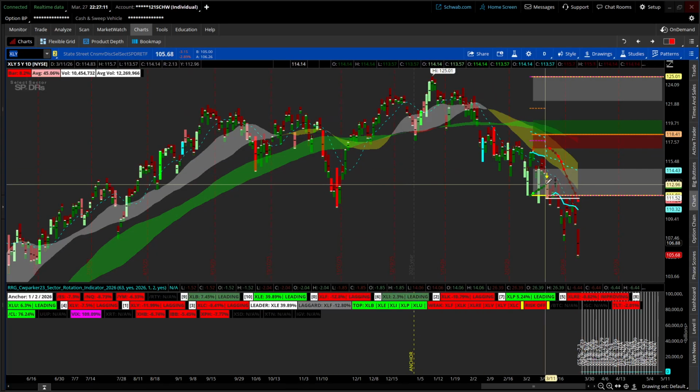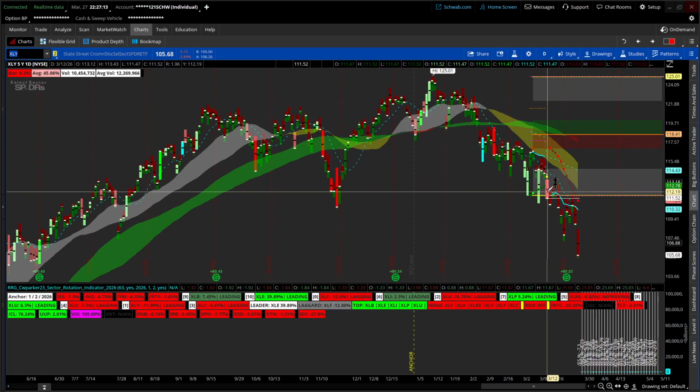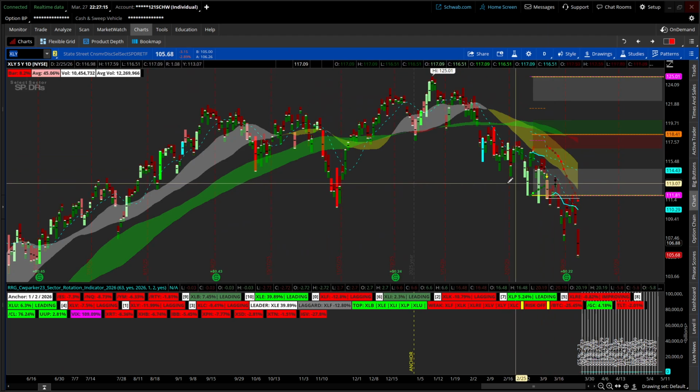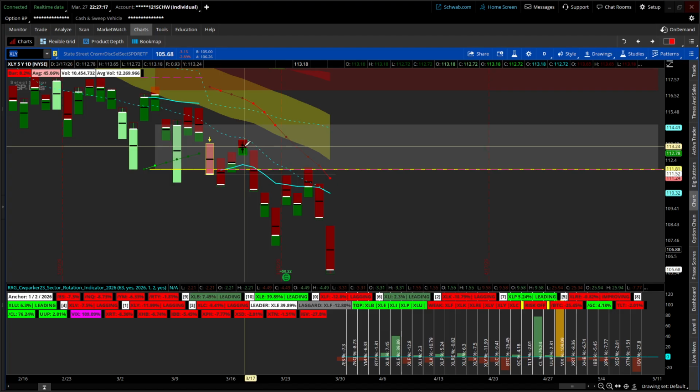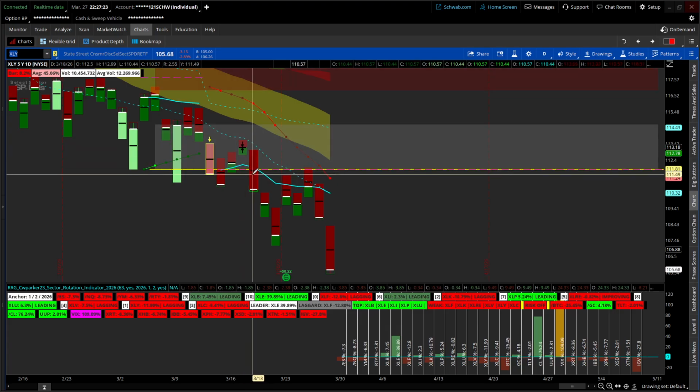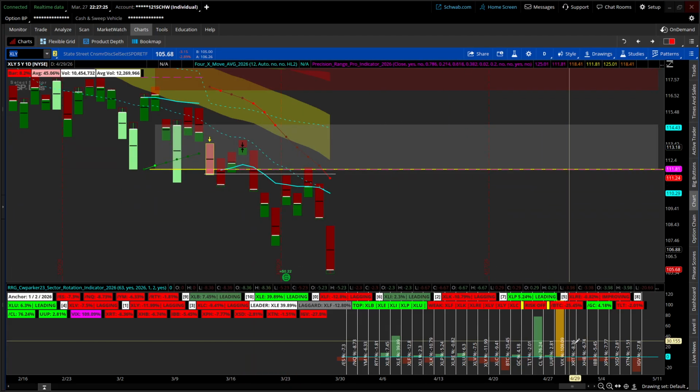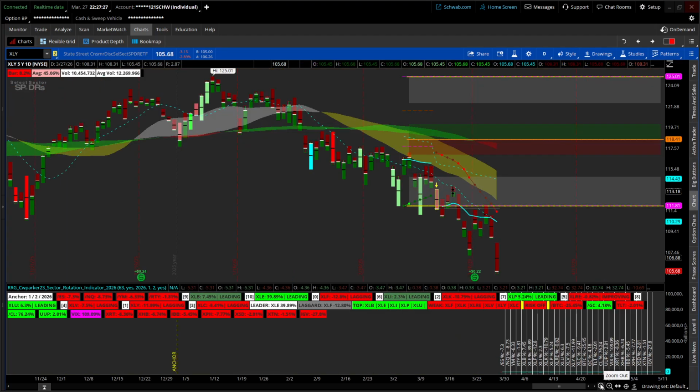XLY. Precision range indicator. Here's your breach right here. Try to push back above here. These two arrows just represent that it was even buying and selling on this candle right here, and then you can see right there we really just fell out of the precision range indicator.